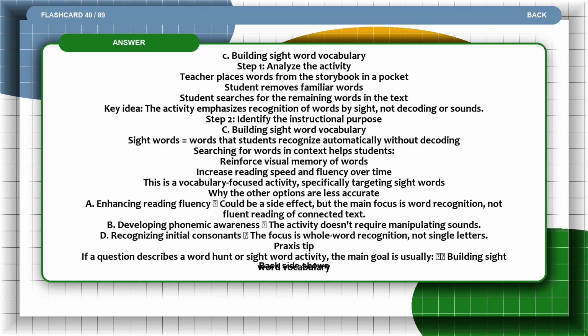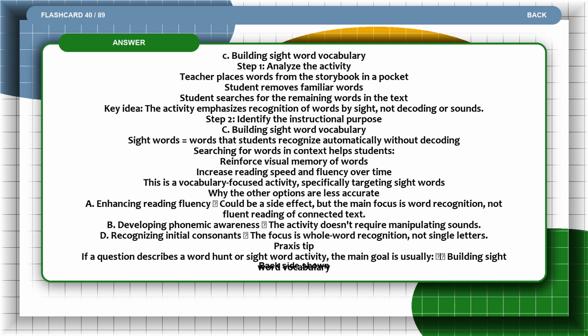The answer is C. Building sight word vocabulary. Step 1. Analyze the activity. Teacher places words from the storybook in a pocket. Student removes familiar words. Student searches for the remaining words in the text. Key idea of the activity emphasizes recognition of words by sight, not decoding or sounds.